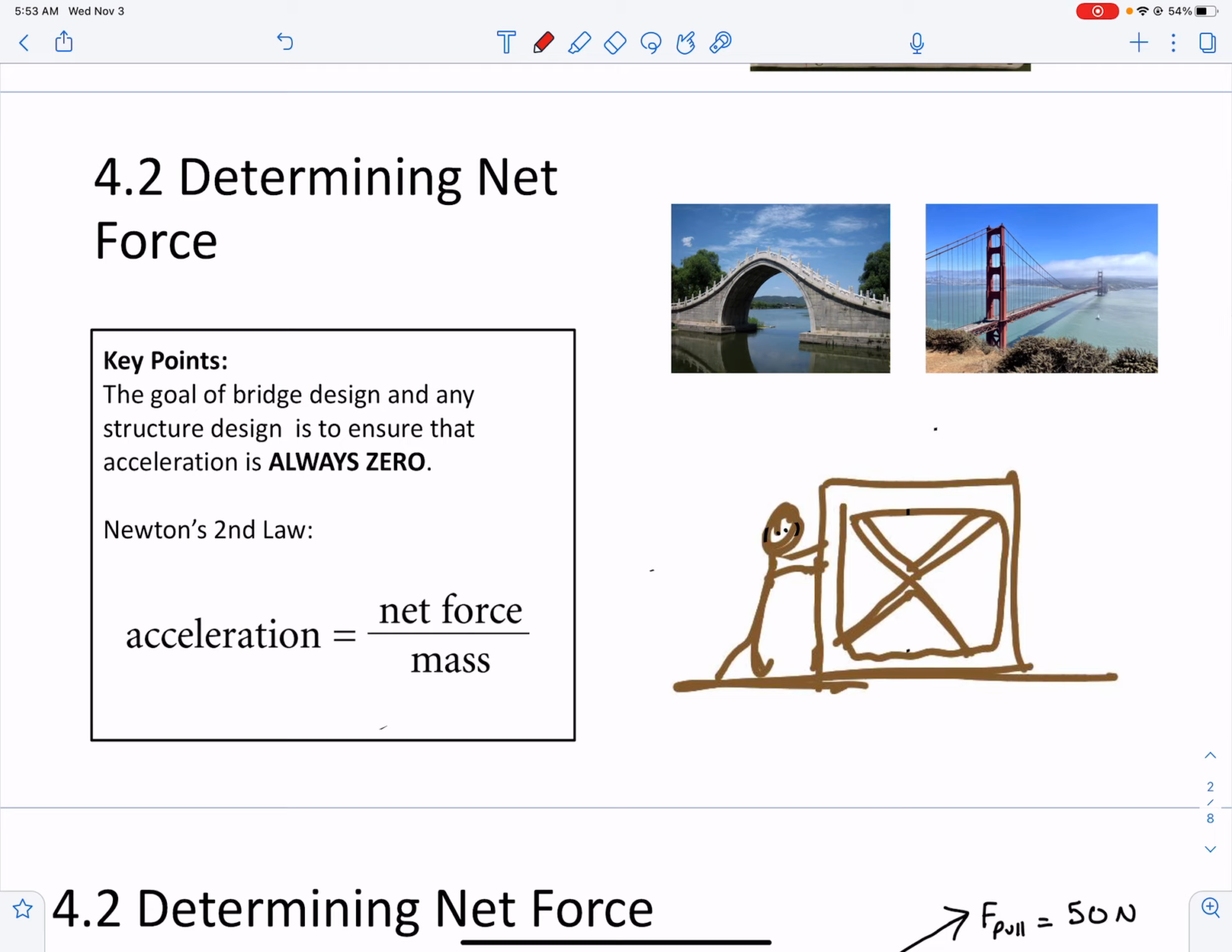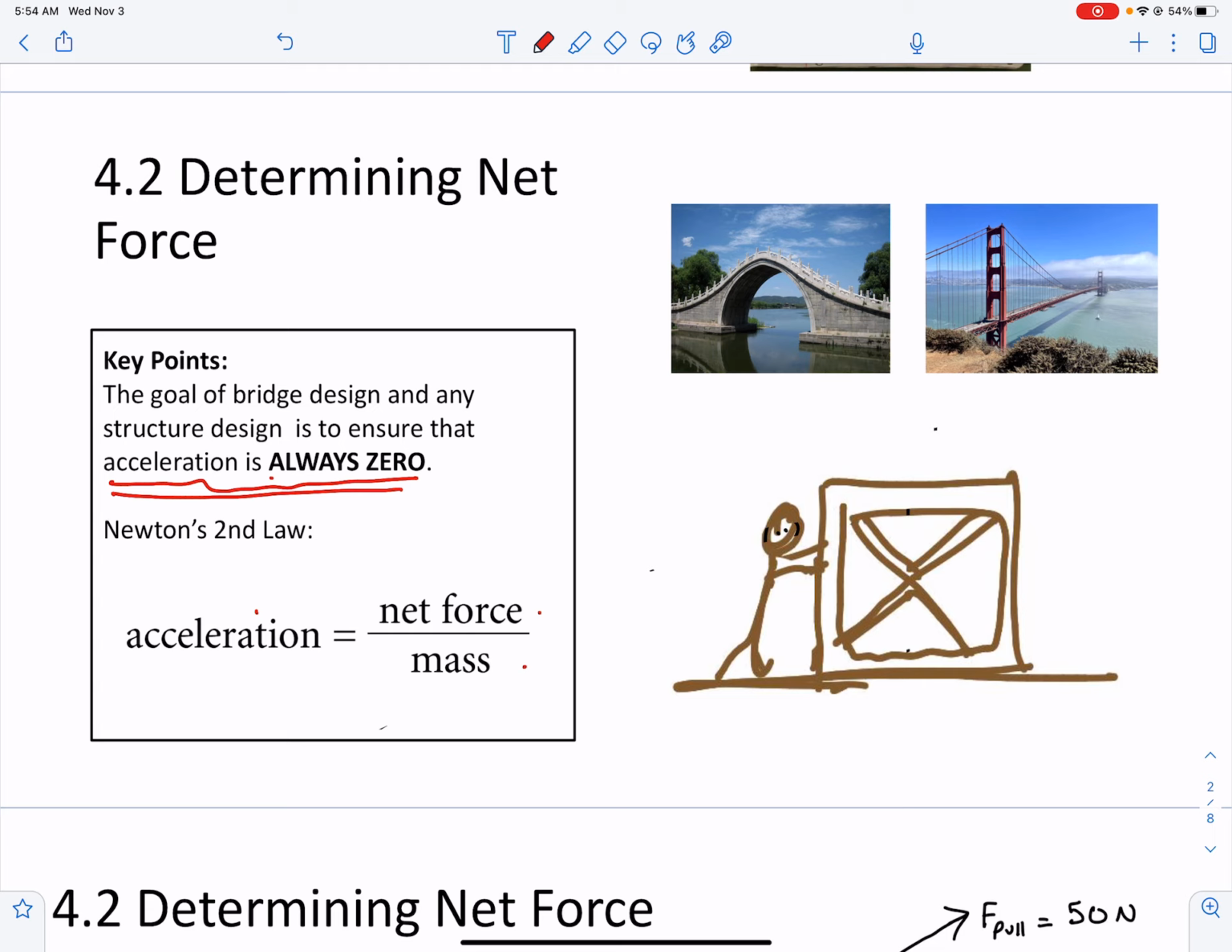All right, so we're starting our project on designing bridges, and the goal of any bridge design or any structure design, any building, is to ensure that our buildings don't collapse. And in physics speak, we say that is making sure that our objects have no acceleration. And so to ensure that that is the case, we have Newton's second law to help us out. Acceleration is caused by the net force and limited by mass.